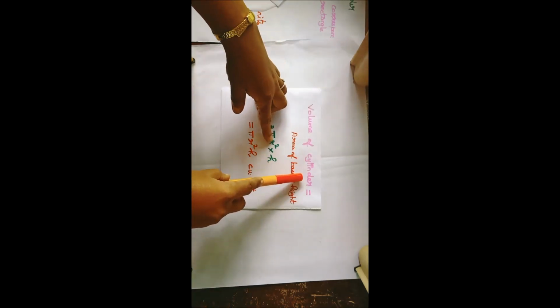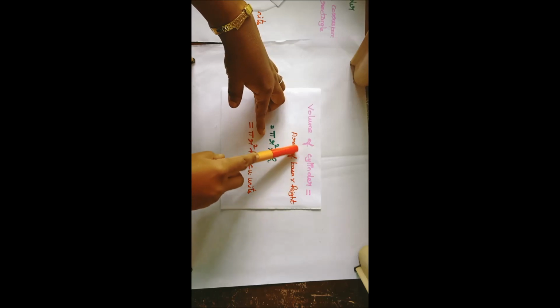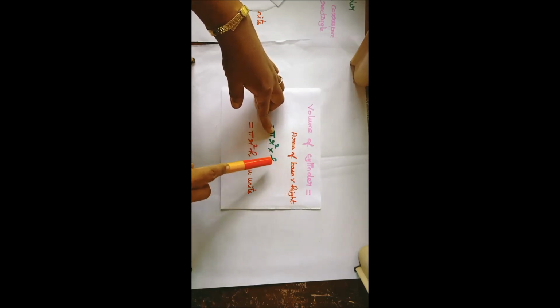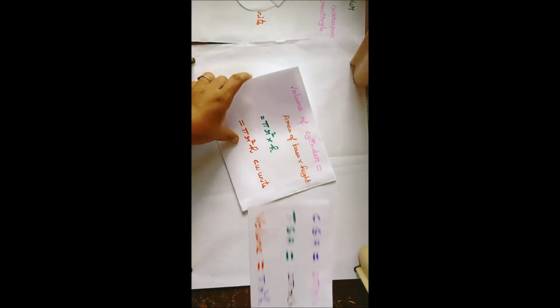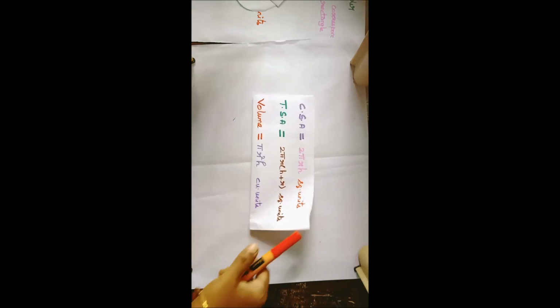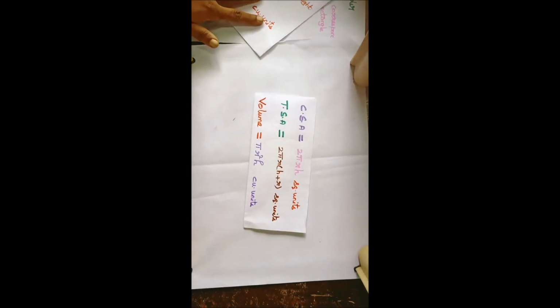Here, what is the base of the cylinder? Circle. So what is its area? Pi r square. Its height is h. So pi r square into h, you get pi r square h cubic units. So far, children, what have we discussed? CSA of cylinder, TSA of cylinder, volume of cylinder.